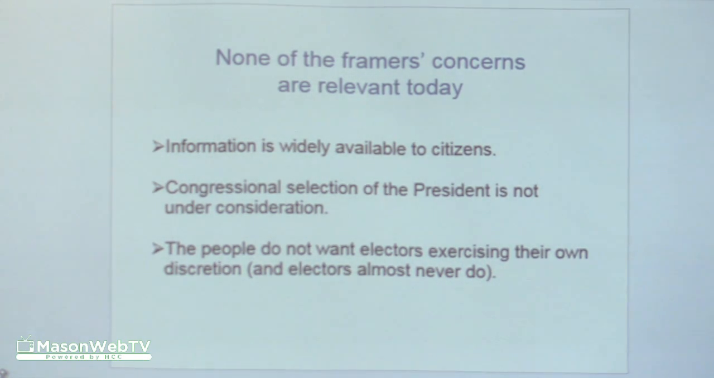So none of those concerns are relevant today because we are quite able to become informed about the candidates no matter where they live. The framers' concern about corruption and concentration of power that would come if Congress selected the president is still valid, but no one is proposing that we move to this system. And any notion that we might need electors to exercise their own discretion to overturn the so-called poor decision by the people has not been borne out. The people don't want this, and the electors have rarely done it.